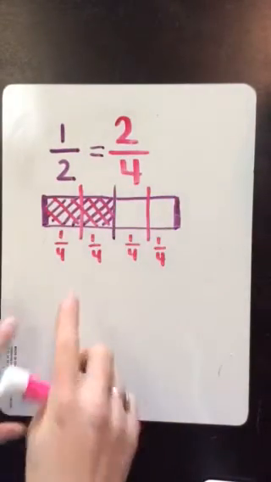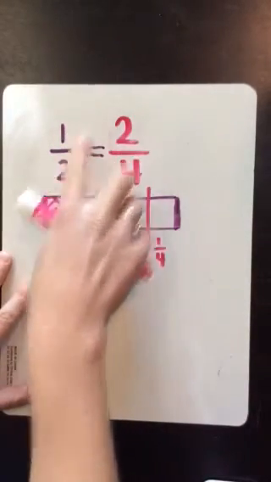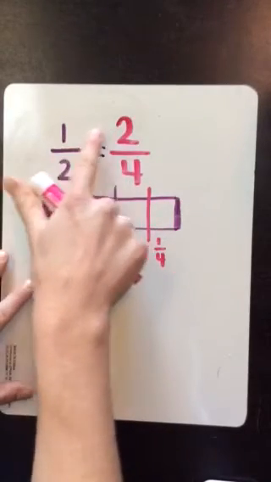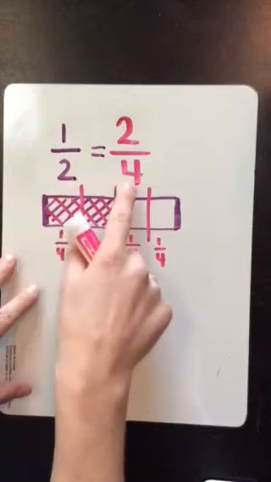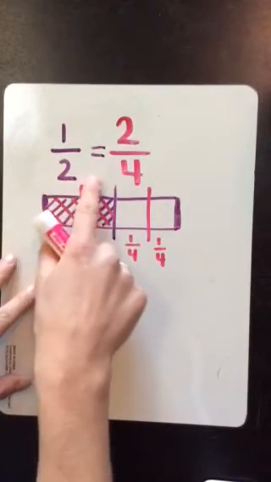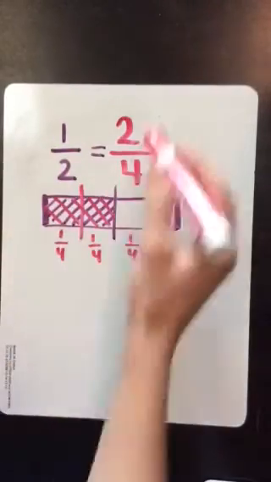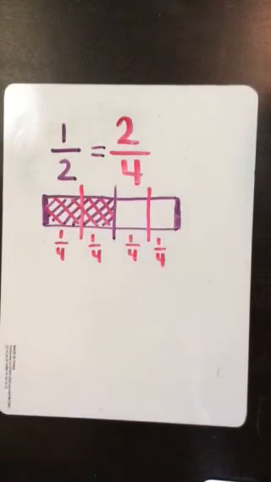I know this because I can also look at what happened to the numerator and denominator. In the numerator, we doubled it. We times it by 2. 1 times 2 is 2. In the denominator, I also times it by 2. 2 times 2 is 4. So I can see that 1/2 is equivalent to 2/4.